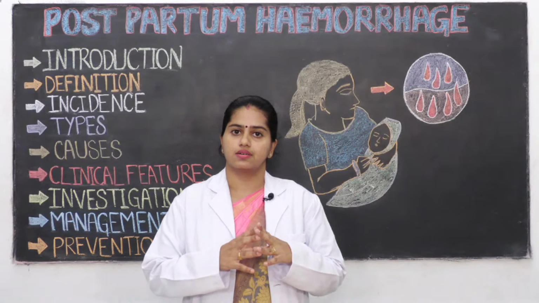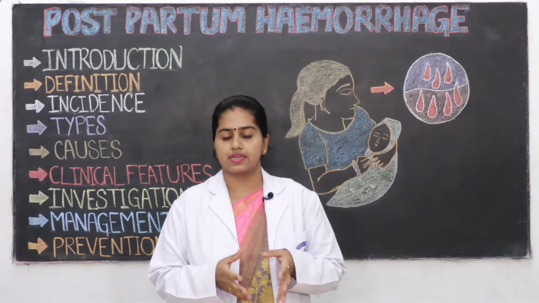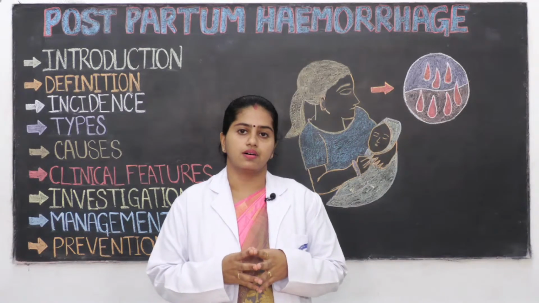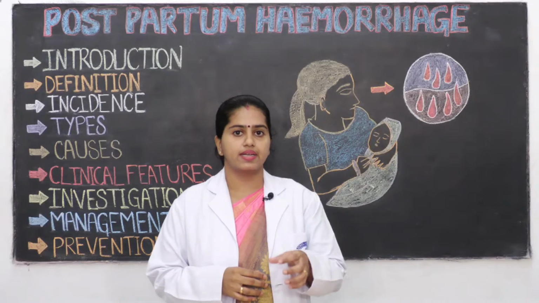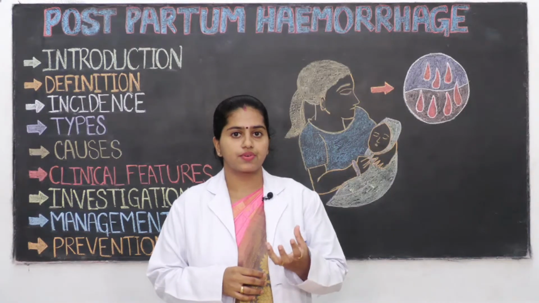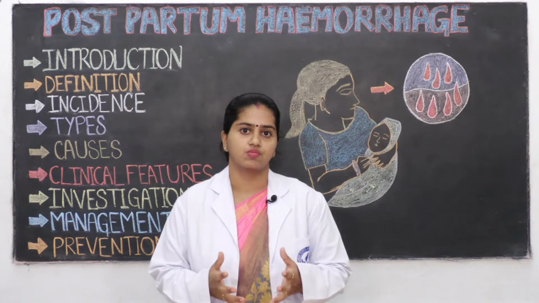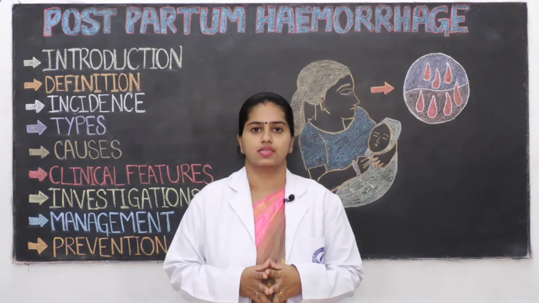According to the loss of blood, we can categorize whether it is less than 30 ml, less than 100 ml, or more than 500 ml, 1000 ml, or 1500 ml. If the bleeding happens and the blood is spilled onto the floor, then we can say there is more than 1500 to 2000 ml of blood loss.